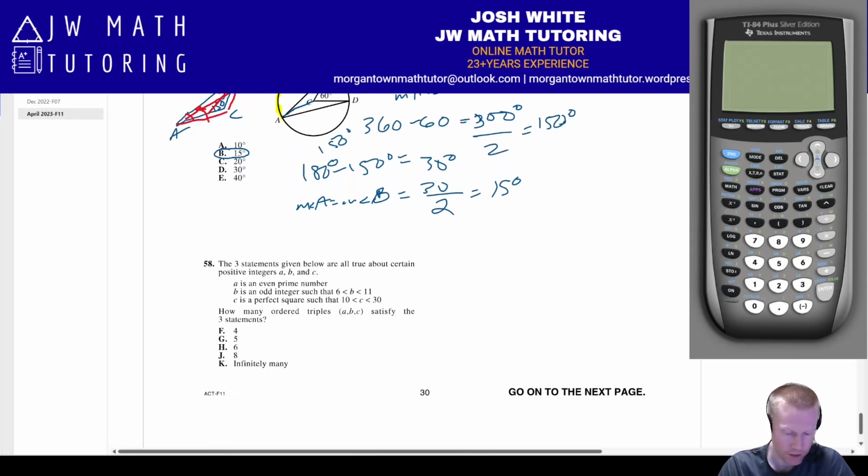Now, below it, we have question number 58. So this one's actually not too bad. It's just a little tricky to figure out what the possible values for B and C are. So for A, an even prime number, well, there's only one prime number that's even, and it is just 2. So there's only one possible value for A.